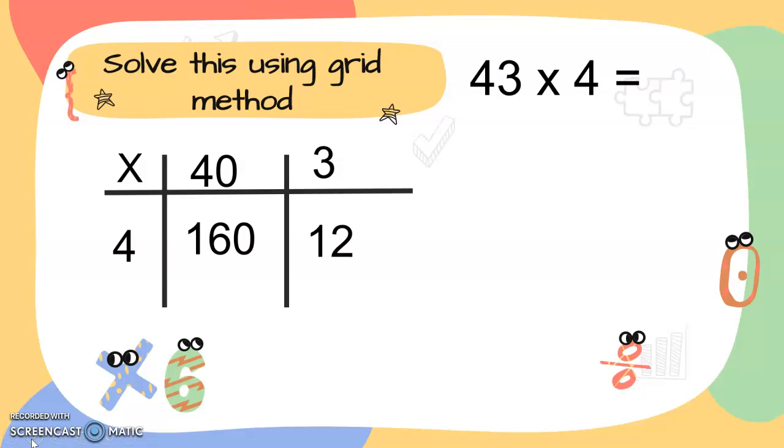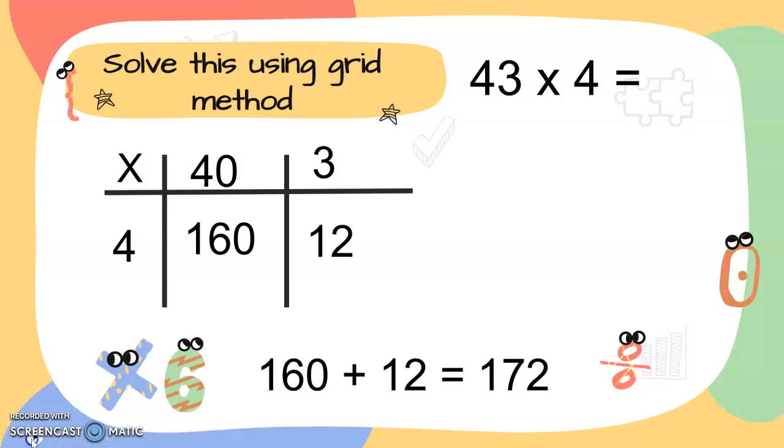Our final stage is to add the 2 answers together. 160 add the 12 is 172. And I did that by popping the 0, adding the extra 10 on to the 160 to make 170, and then the 2. Great job if you got that right.